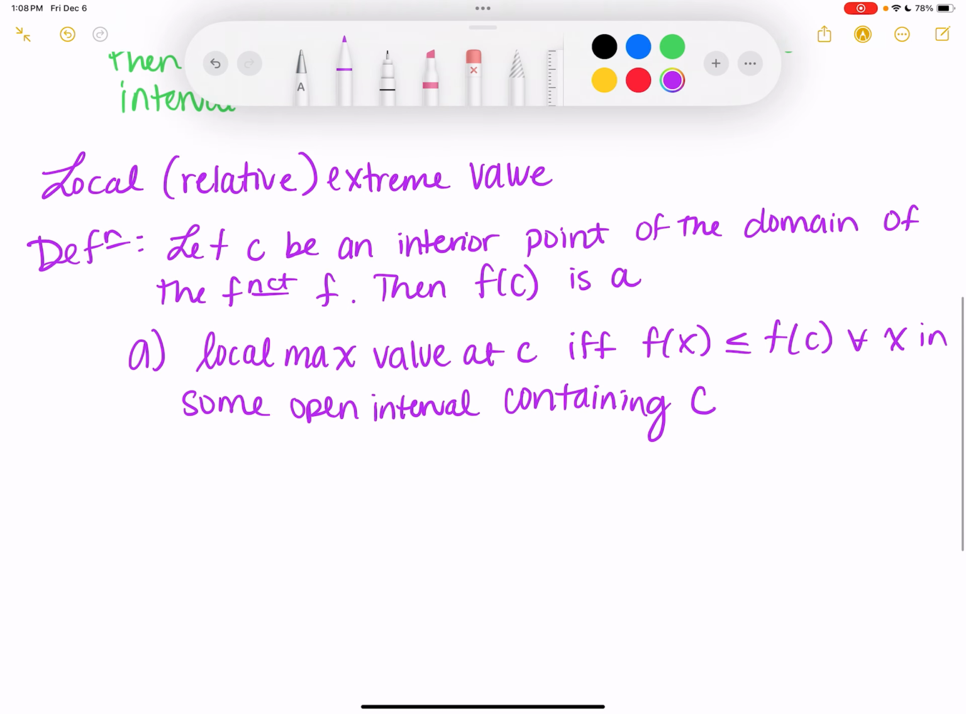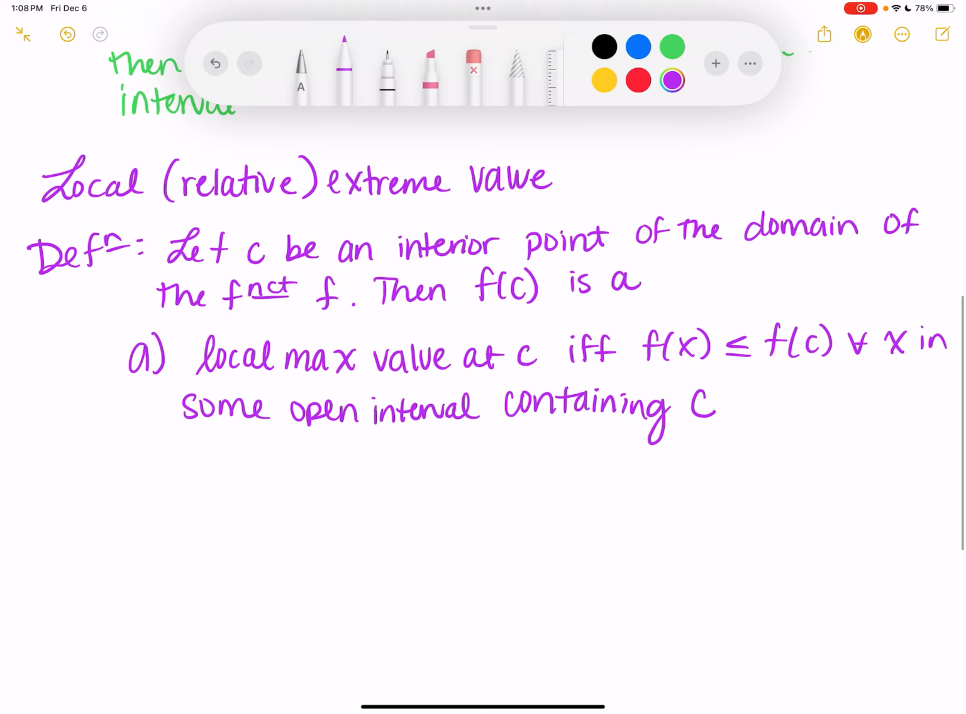Are you in the purple? Yes. Okay. I just split it up and I was like, I probably should check. I just got here.